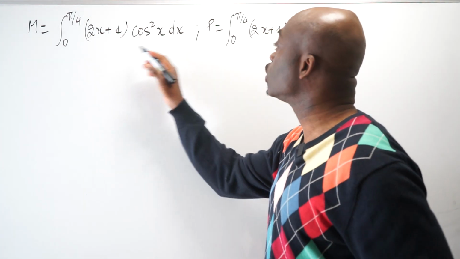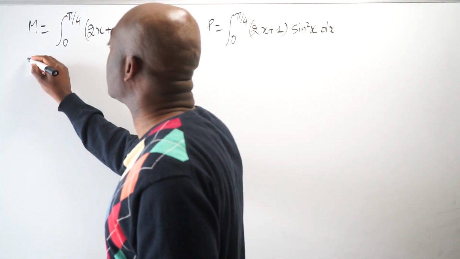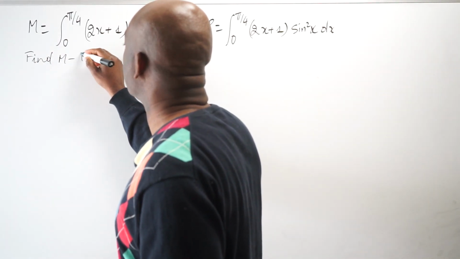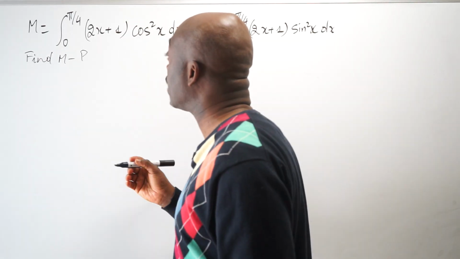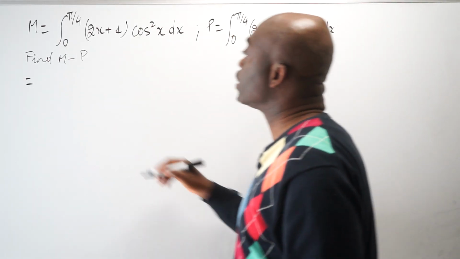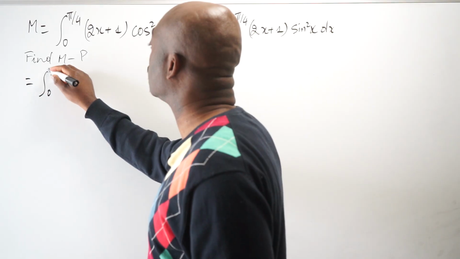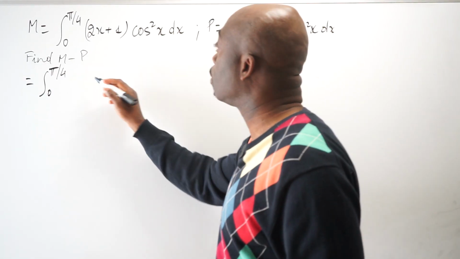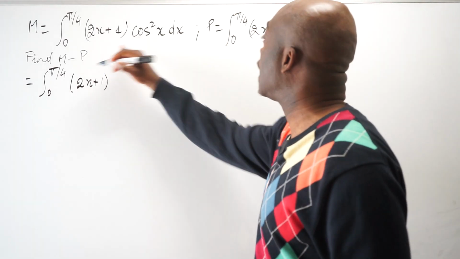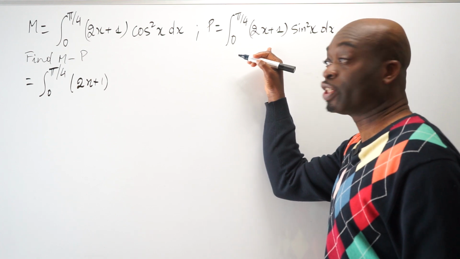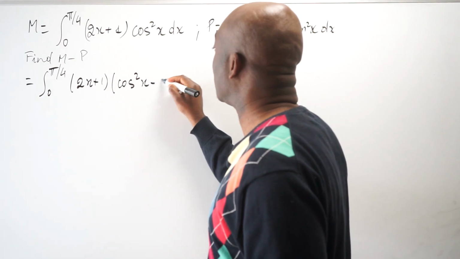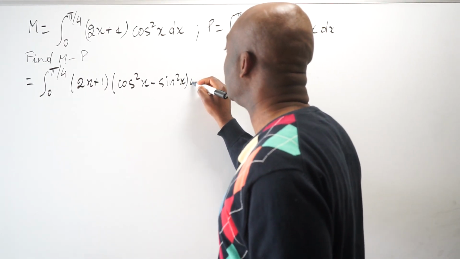We are asked to solve this problem, and in this case we're trying to find m minus p. So m minus p, what does that mean? That means this is equal to the integral from 0 to pi over 4 of 2x plus 1, which is the common factor for these two functions, and then we have cosine square x minus sine square x dx.